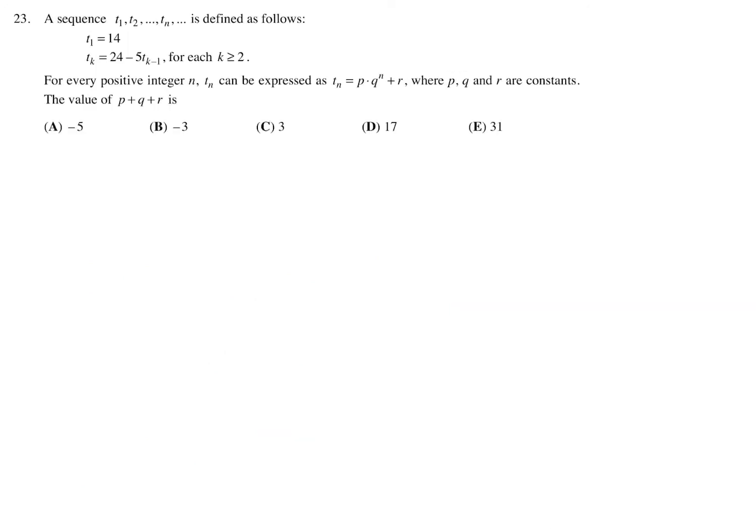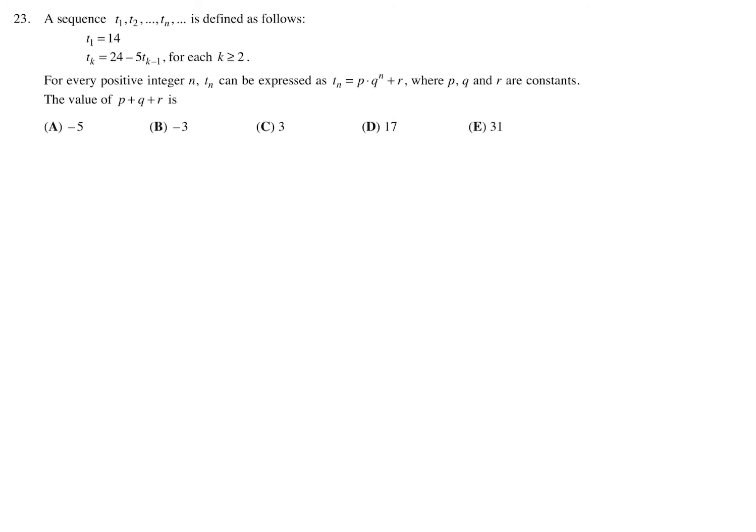A sequence T1, T2, ..., Tn is defined as follows. T1 is equal to 14. Tk is equal to 24 minus 5 Tk minus 1 for k greater than or equal to 2. For every positive integer n, Tn can be expressed as Tn equals p times q to the n plus r, where p, q, and r are constants. The value of p plus q plus r is.